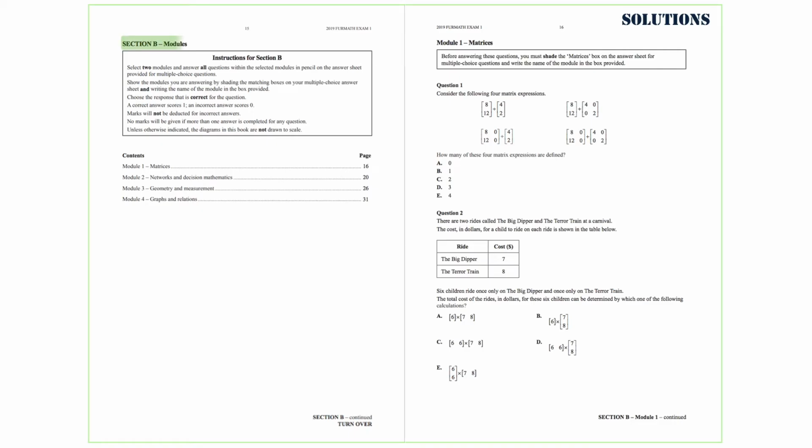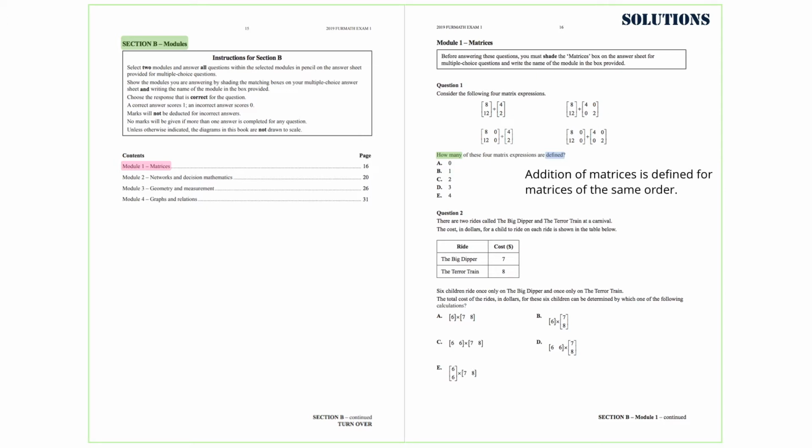Section B modules. Module 1 matrices. In question 1, we are given 4 matrix expressions. The question is asking how many of these 4 matrix expressions are defined. We know that addition of matrices is defined for matrices of the same order.